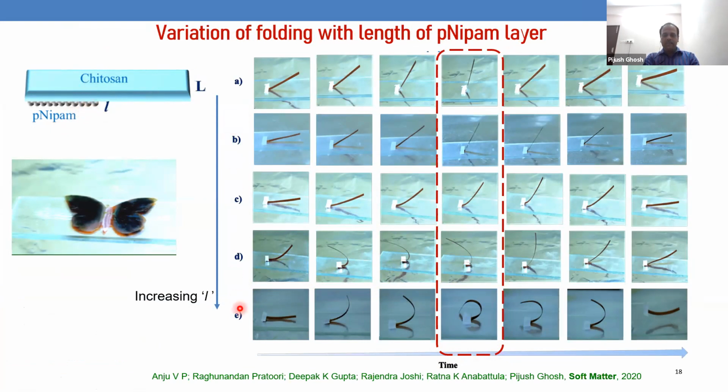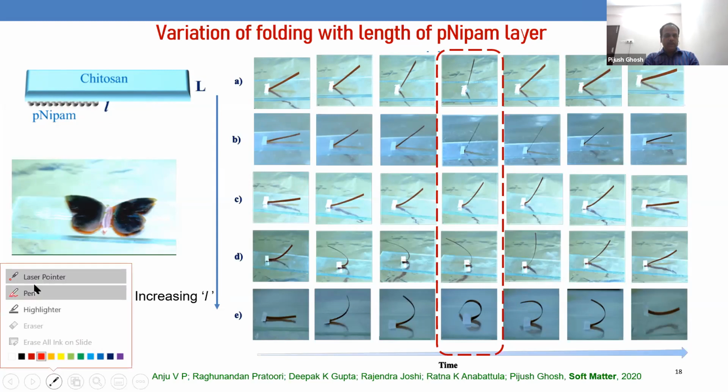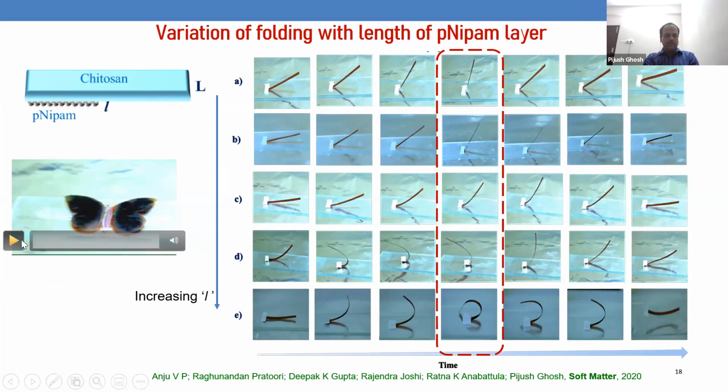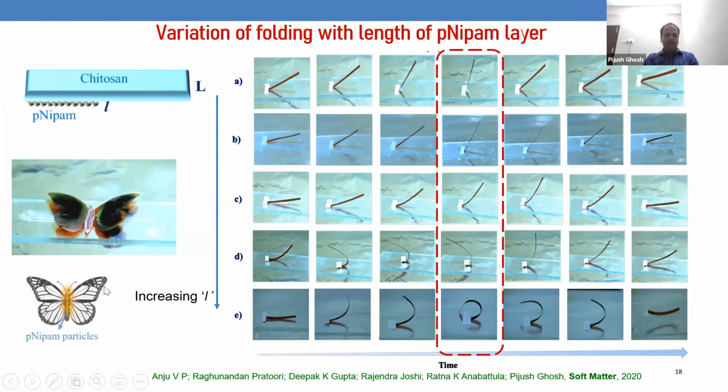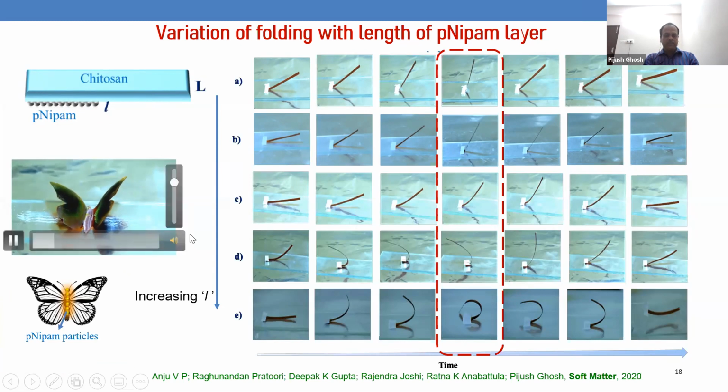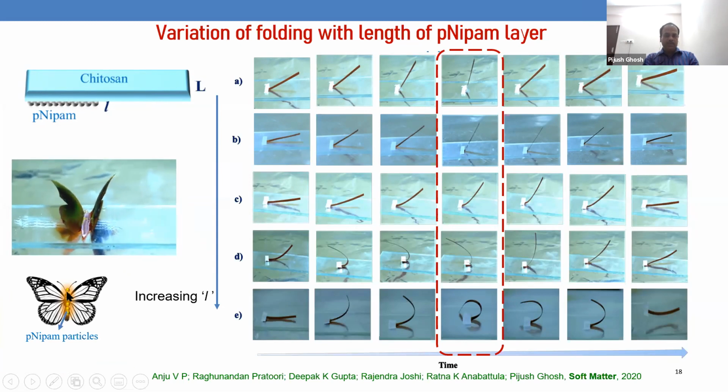Now, with increasing length L, you can vary the curvature, because the amount of water and the length of the PNIPAM layer are different, so the curvature obtained is different. And this is our little cute butterfly, which starts flapping its wings when the temperature is raised to 35 degrees in this particular case. The PNIPAM layer was only put in this part of the body of the butterfly. This just demonstrates that you can do the actuation without even coating the entire length of the film.